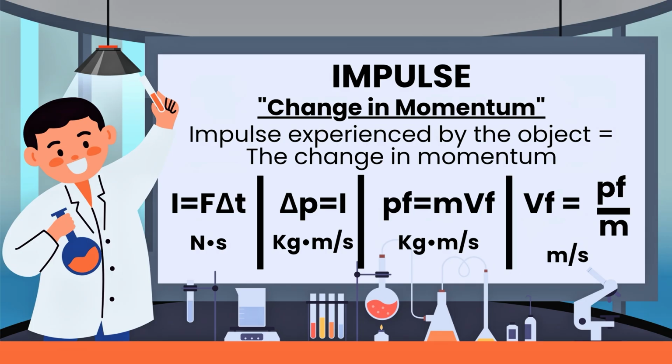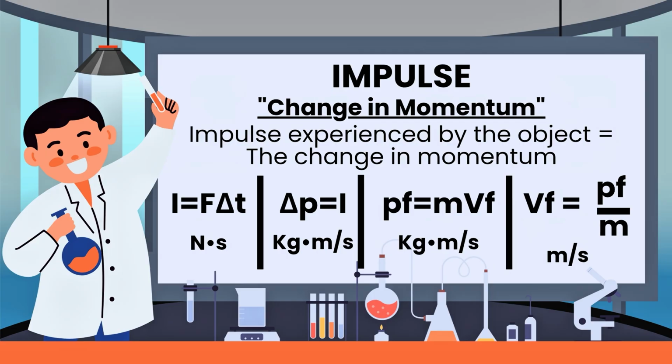A force will change the velocity of an object, and if the velocity of the object is changed, then the momentum of the object is changed. The change in momentum is called impulse. The impulse experienced by the object is equal to the change in momentum. We have various formulas that apply to our topic. Impulse is equal to the force multiplied by time.